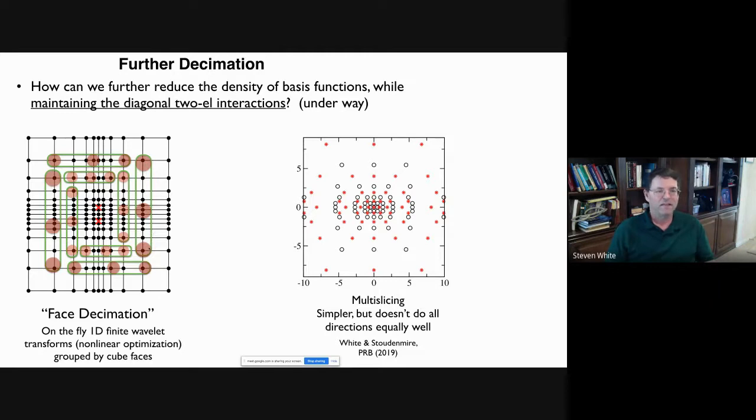We're at 25 minutes, Steve. Great. Okay, this is the last slide except for the conclusions. So you can do finite wavelet transforms and do a further decimation that so far is working quite nicely. And so that's what we're pursuing. That should reduce the number of functions quite a bit more.